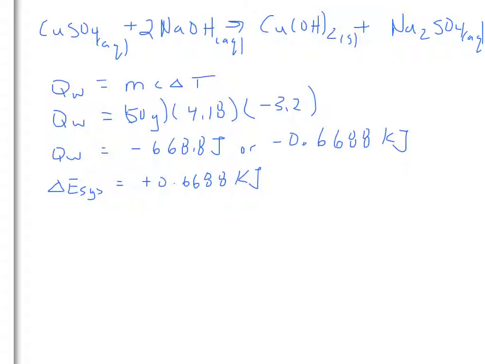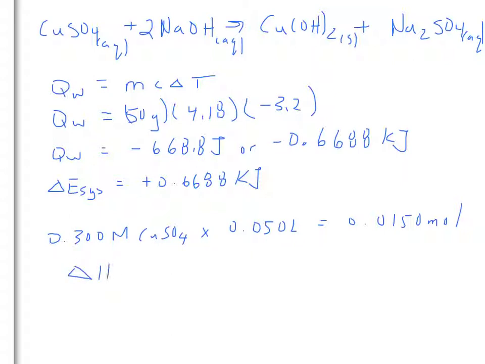Now, in order to find delta H, I need to take the energy change in my system and divide it by the moles of the limiting reactant. The question says I have excess solid sodium hydroxide. That tells me that my copper sulfate is the limiting reactant. So I need to find how many moles of CuSO4 I used. It's a solution, so if I take the concentration and I times it by the volume in liters, that will give me 0.0150 moles.